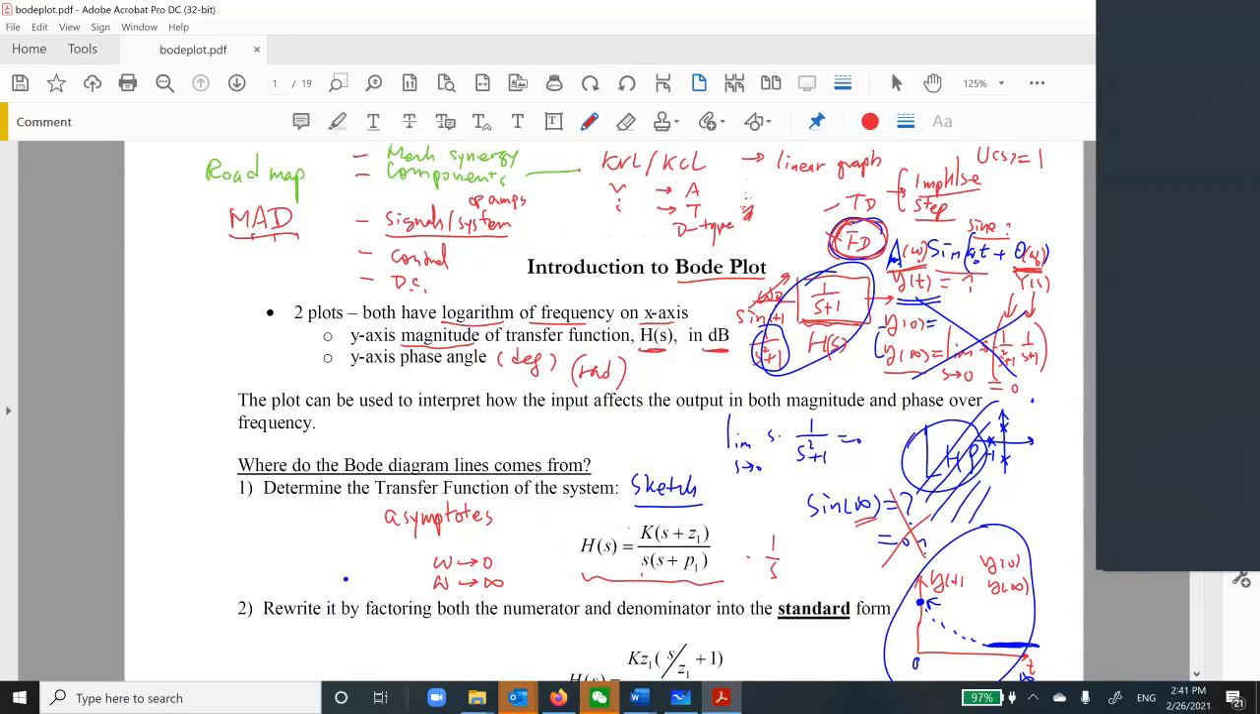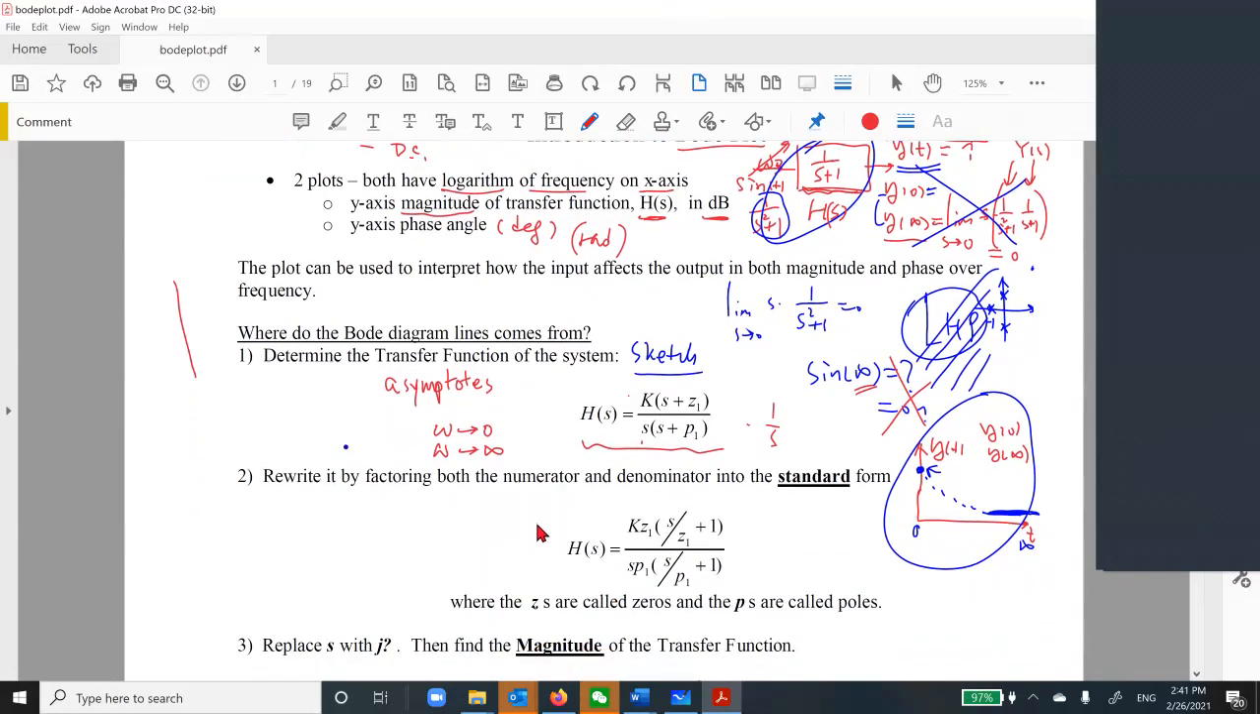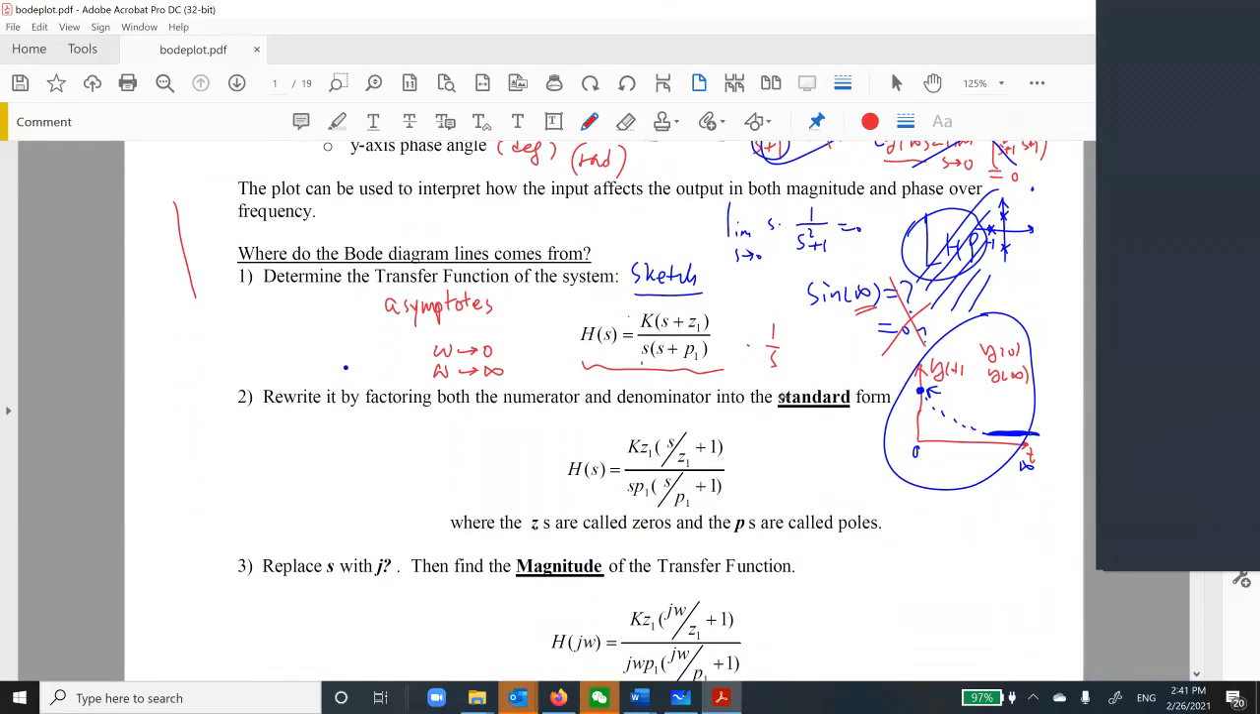How to draw that? So the first thing you should do is to make it a standard form. This is not standard form. Standard form is to write 1 plus s divided by omega, so s divided by omega plus 1. That's why you pull out the z1 and you pull out the p1, so this is divided by p1. So that is the standard form.